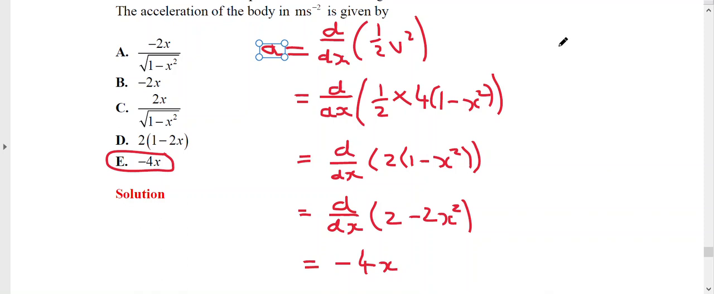I could have used a equals v dv dx because I have enough information. I know what the function v is and I can work out dv dx. So either formula works, and we have our answer of minus 4x. So that's problem number 1.